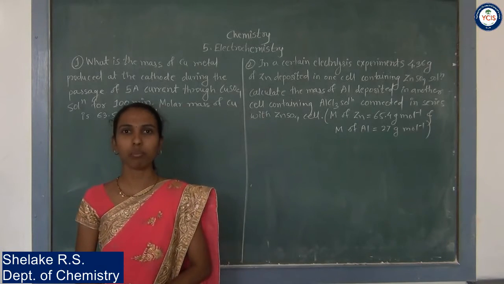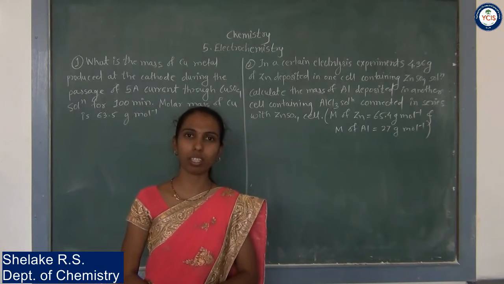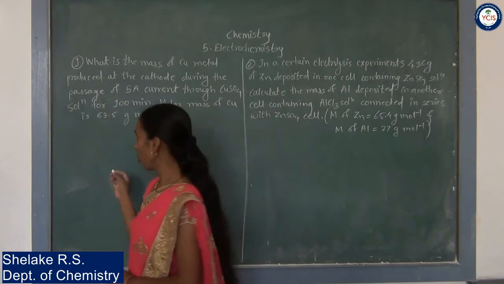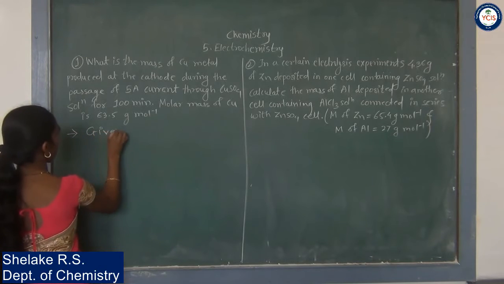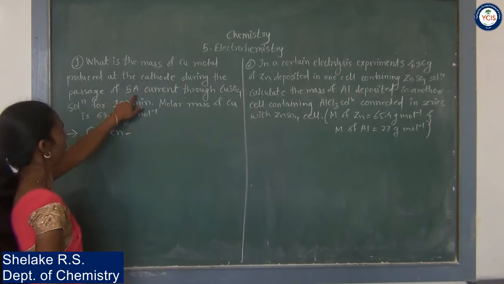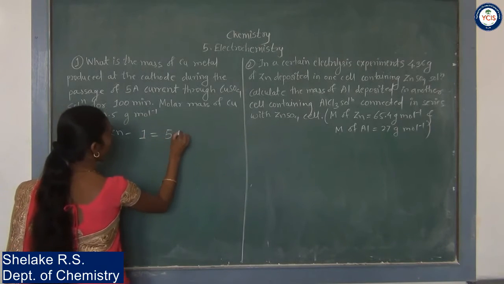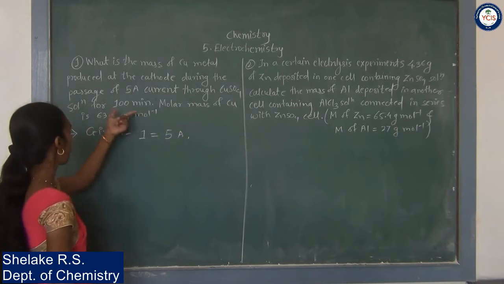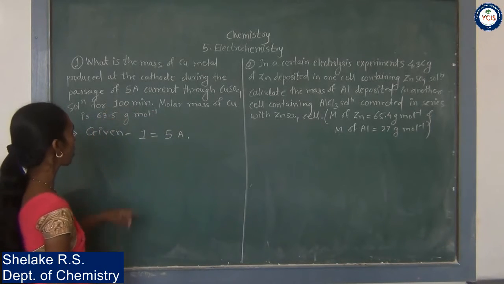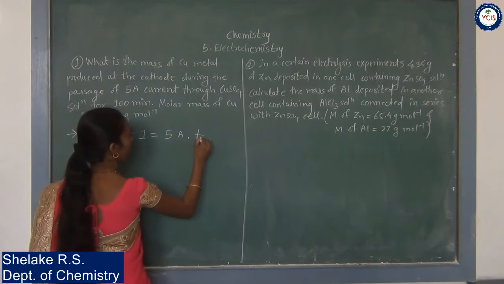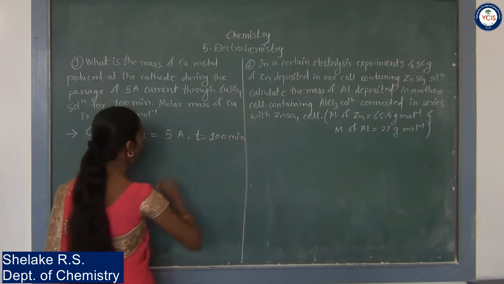As previously I have told, when you are solving the problem, first you have to write the given quantities. So we discuss the given quantities first. What are the given quantities? Current is given, means the value of I, which is 5 ampere. Time is given, for which the current is passed, that is T, which is given in minutes.